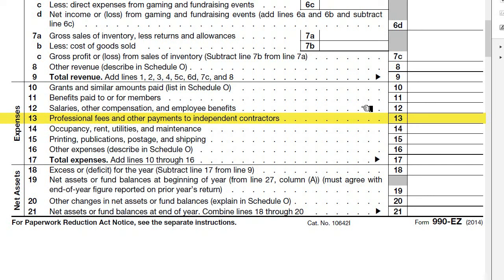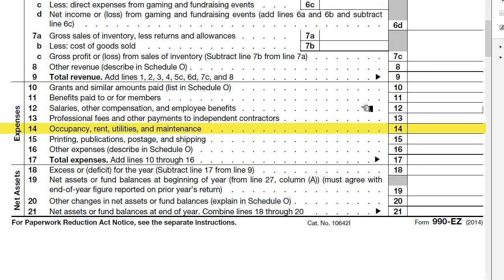Okay, and that's in an ideal world. Line 14, occupancy, rent, utilities, and maintenance. Boy, they really lump a lot into this. These would be expenses for the use of office space. It would include property that's actually occupied by the organization.